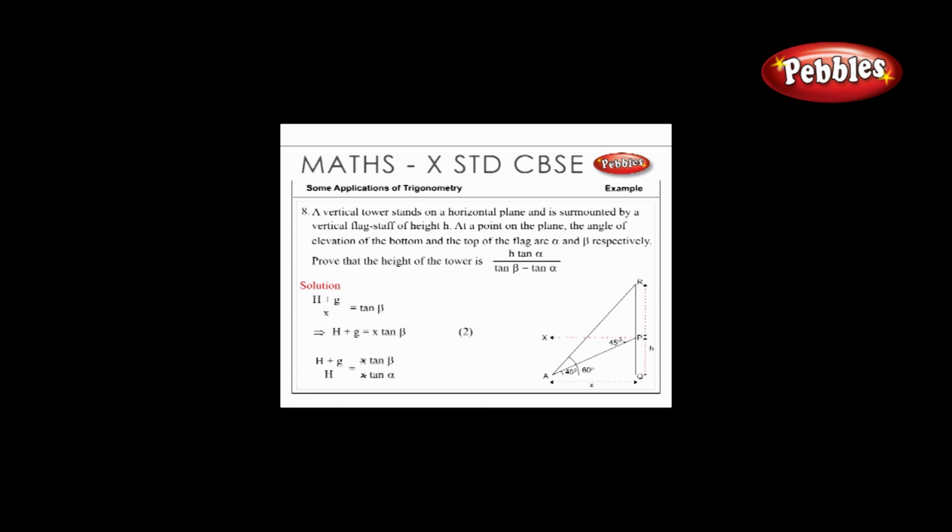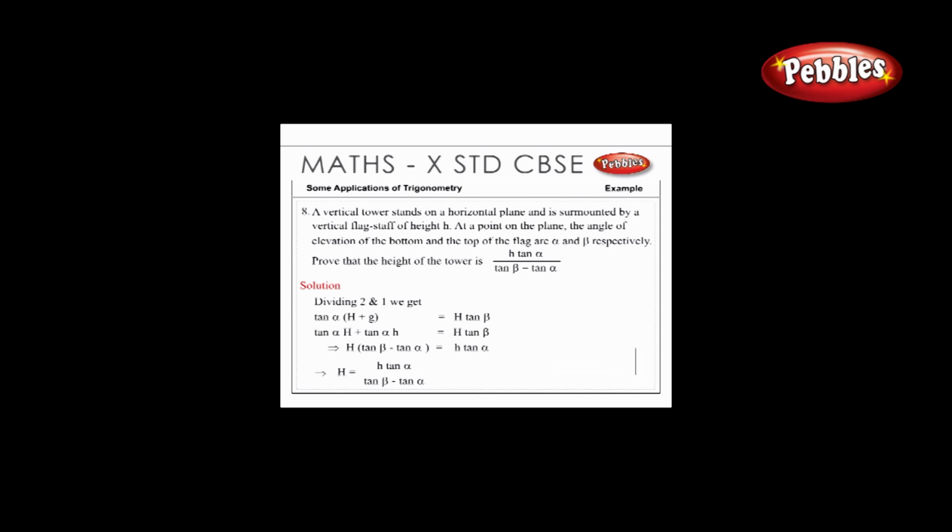Dividing 2 by 1, we get H plus h by H is equal to X tan beta by X tan alpha. So tan alpha into H plus h is equal to H tan beta. Tan alpha H plus tan alpha h is equal to H tan beta, implies H into tan beta minus tan alpha is equal to h tan alpha, implies H is equal to h tan alpha by tan beta minus tan alpha, which is the required proof.